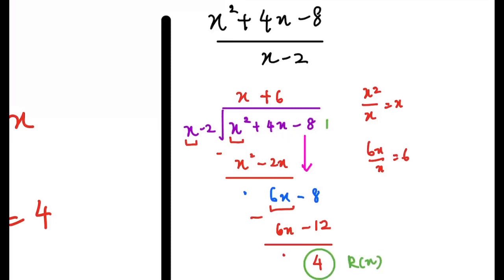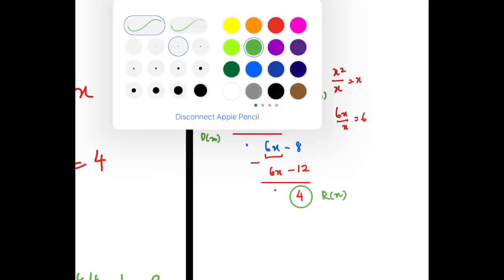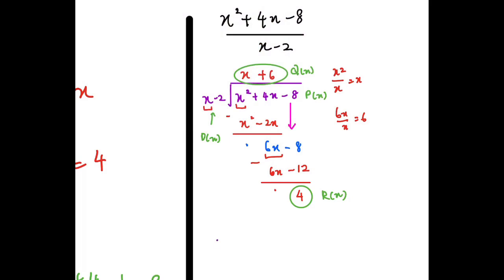And then let's name this. This is your polynomial. And this is your divisor. And whatever you answer up here, this is your quotient. Now let's conclude our answer. So x squared plus 4x minus 8 over x minus 2, this is equal to quotient plus remainder over divisor. So this is your final answer.